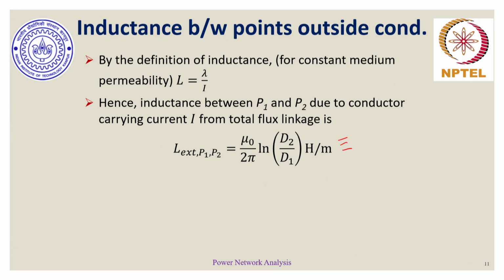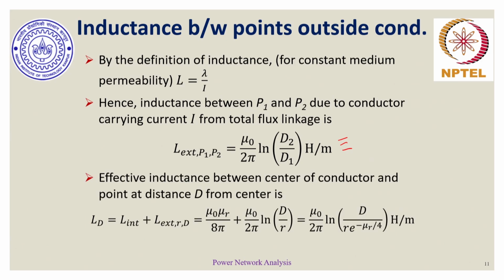And now with this, if we try to find the net inductance at a point which is at a distance d from the center of the conductor, and this d is outside the conductor, then we have two inductances. One is the internal inductance between the center and the surface of the conductor, which is of radius r, which is coincidentally independent of r, and the external inductance is between a point on the surface of the conductor and the point which is at a distance d from the center of the conductor. So as per this expression, this is the corresponding external inductance. Now if we combine these two, we can easily get the overall expression L_D to be of this form.